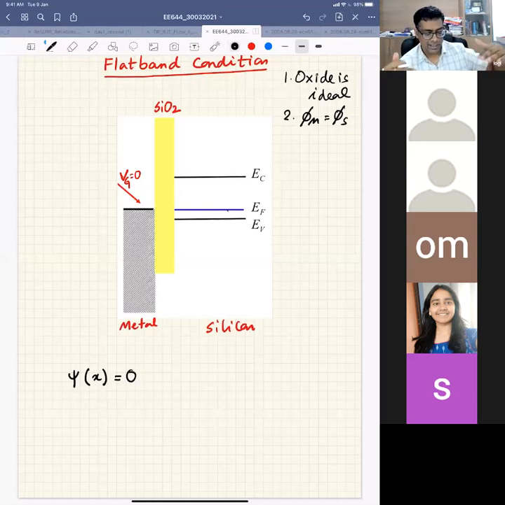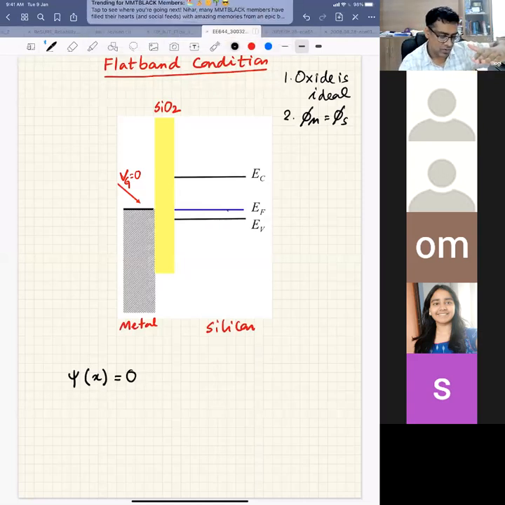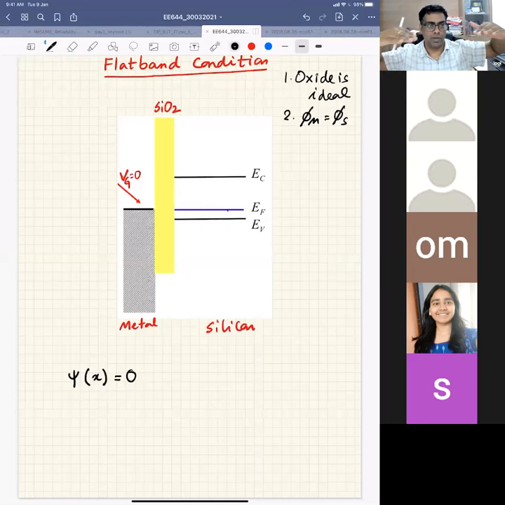So if that is the case, in the flat band condition, if you're not applying any gate voltage, there is no charge and no potential, right? So the bands are flat. If you look at the silicon, the bands are flat, and you have a metal. Since there is no current flowing, both the Fermi levels are aligned.